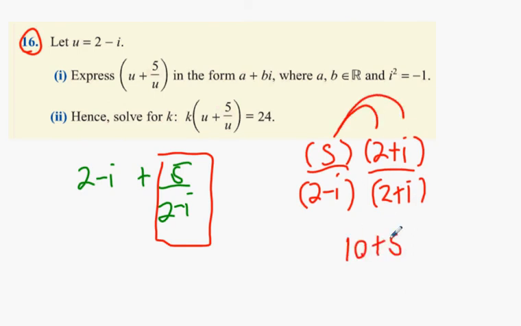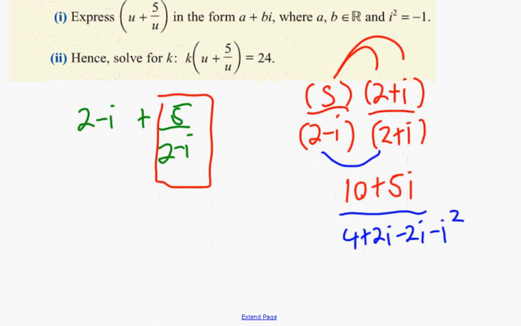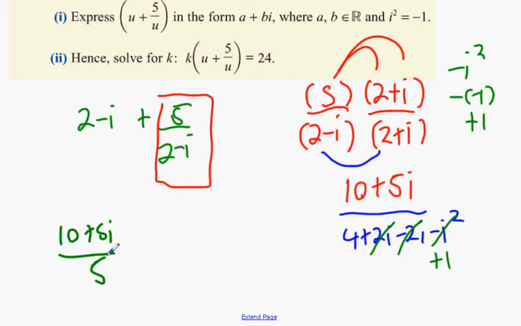10 plus 5i. And on the bottom, 4 plus 2i minus 2i minus i squared. Now what happens to the plus 2i and the minus 2i? Cancel. What's minus i squared again? Minus minus 1, which is plus 1. What's 4 plus 1? 5. So it's 10 plus 5i all over 5, which is going to be 2 plus i. So what Paddy did was a good move.